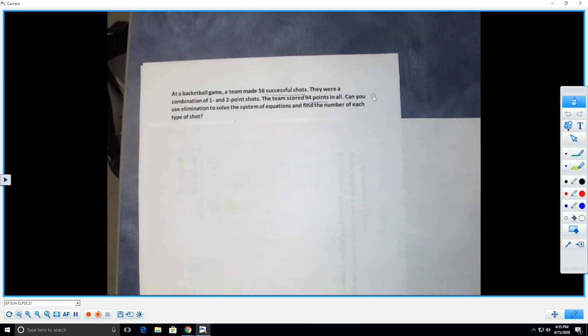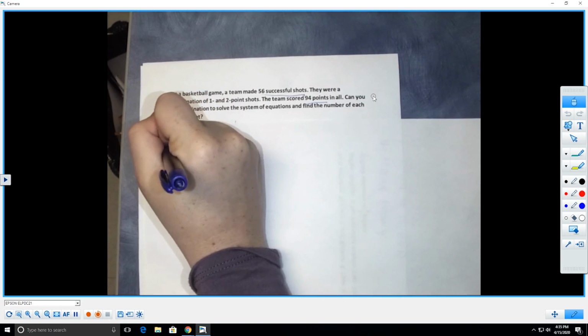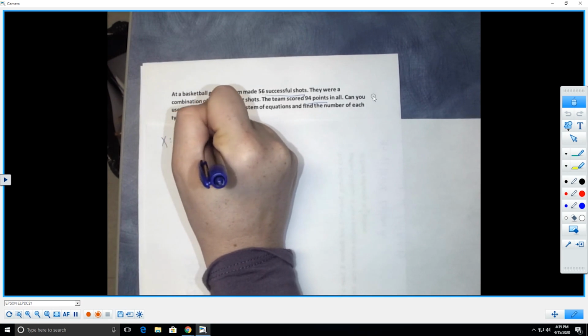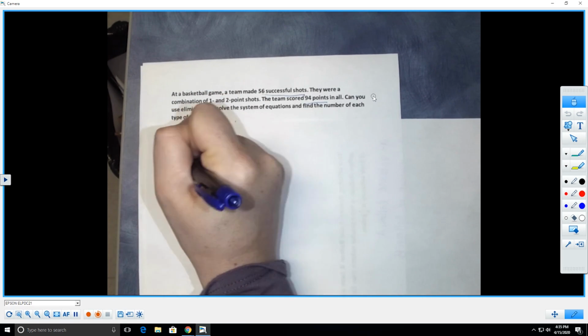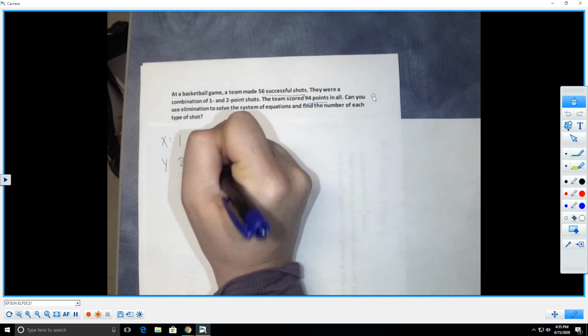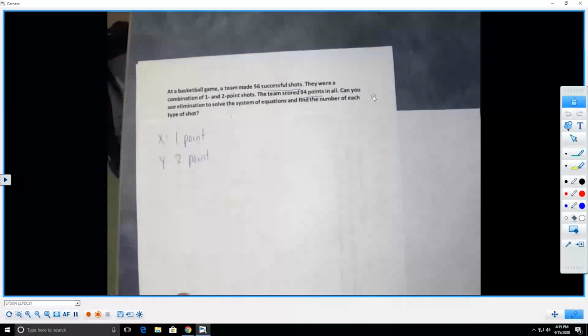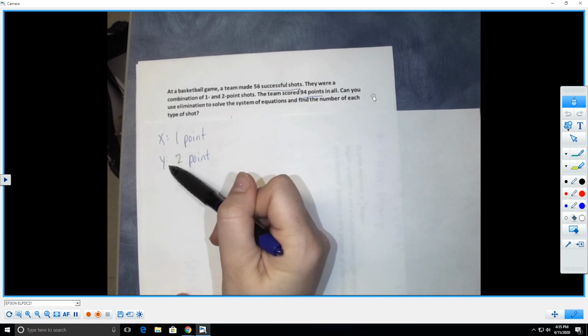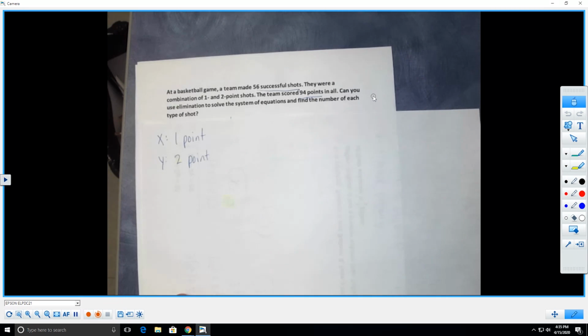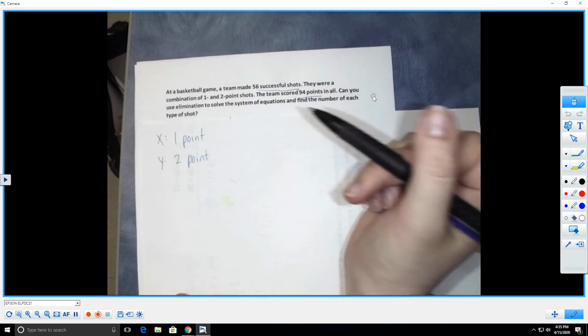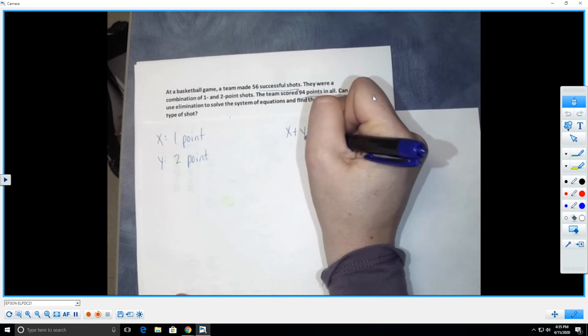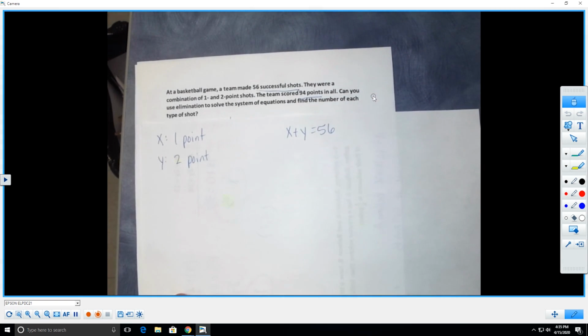So how would we begin to solve this? Let's say that X is our 1 point shots and Y is our 2 point shots. How can you use this information to create your system of equations? So we know that together, the 1 point and 2 point shots together gave us a total of 56 shots. So my first equation can be X plus Y equals 56.